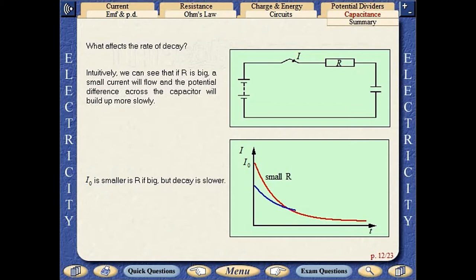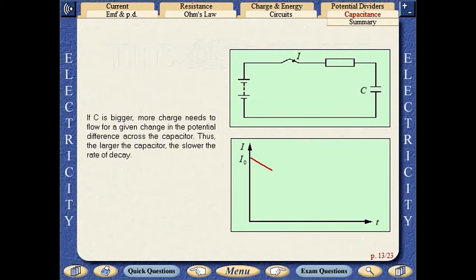What affects the rate of decay? Intuitively, we can see that if R is big, a small current will flow, and the potential difference across the capacitor will build up more slowly. I naught is smaller if R is big, but decay is slower. If C is bigger, more charge needs to flow for a given change in the potential difference across the capacitor. Thus, the larger the capacitor, the slower the rate of decay.